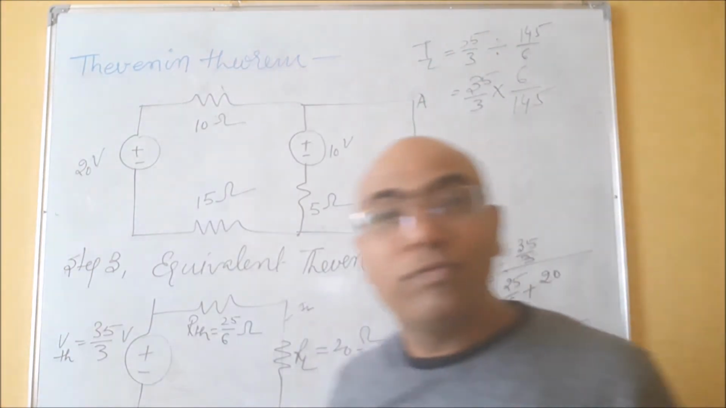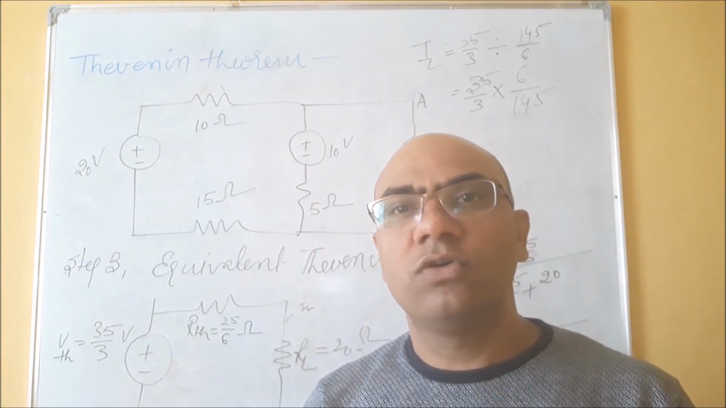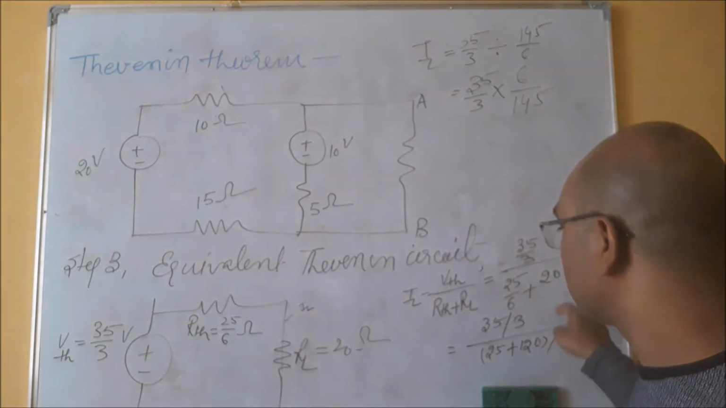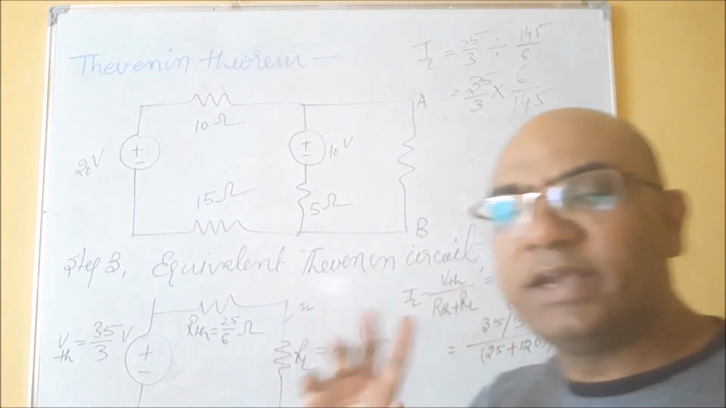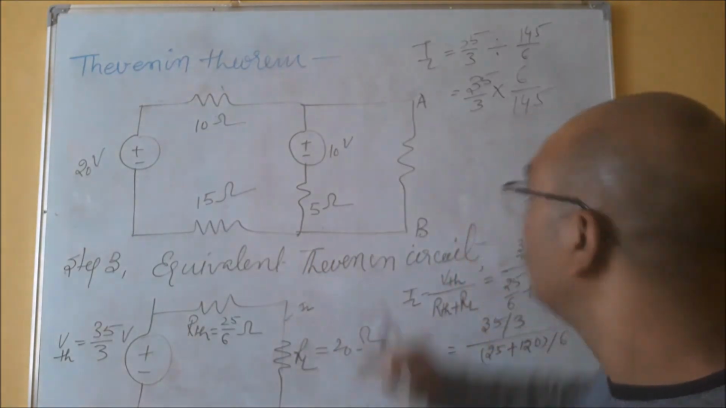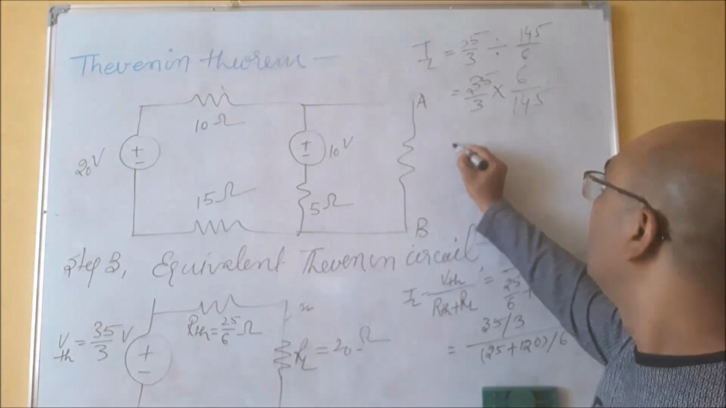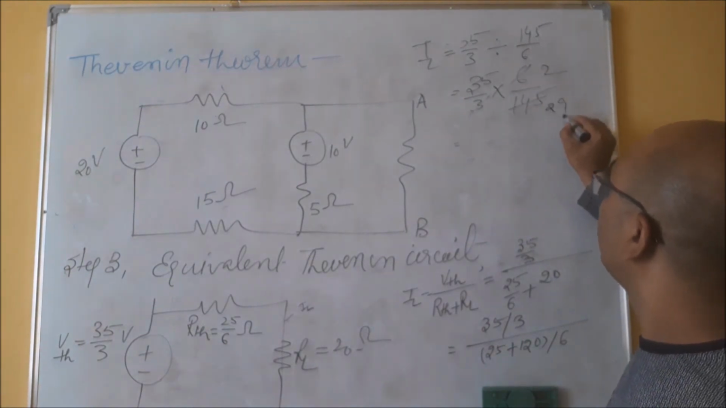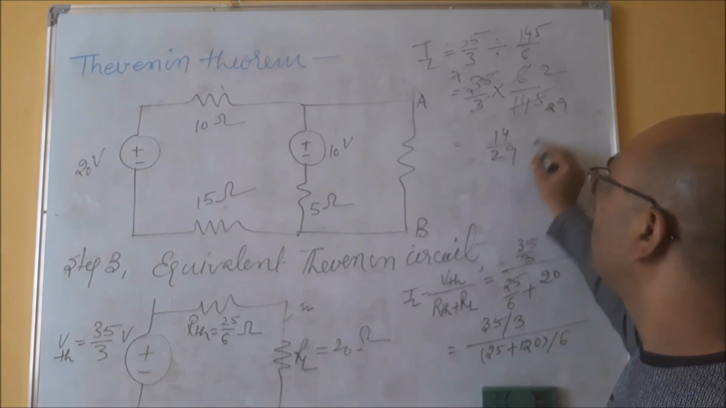Why am I doing so? Because students, I saw many students who were very confused when they do the calculations for such types of circuits, and many times they make mistakes in getting the accurate result. So if they are getting any confusion, they can do it like this. 3 2s are 6, 5 29s, 5 7s. So the answer is 14 upon 29 ampere.